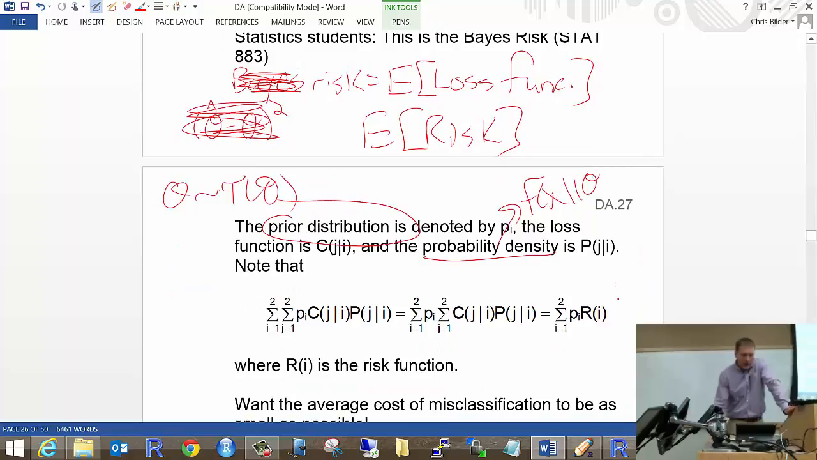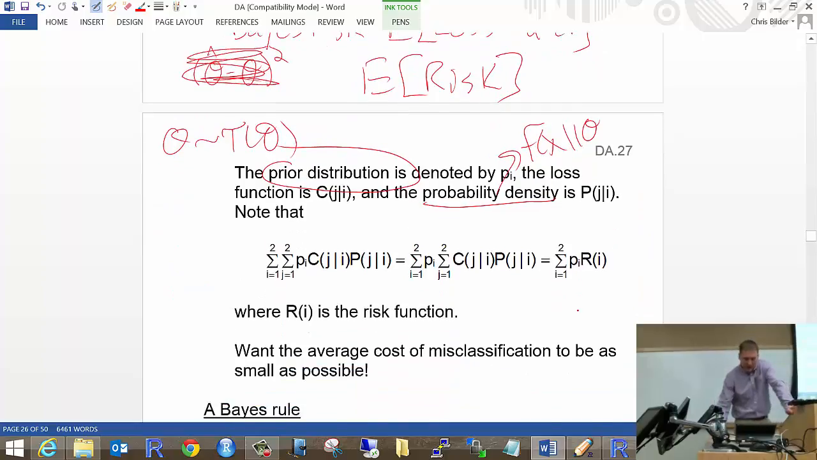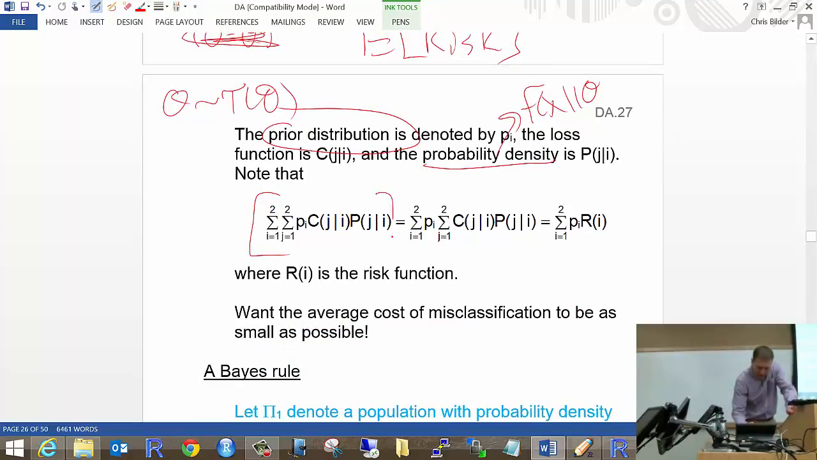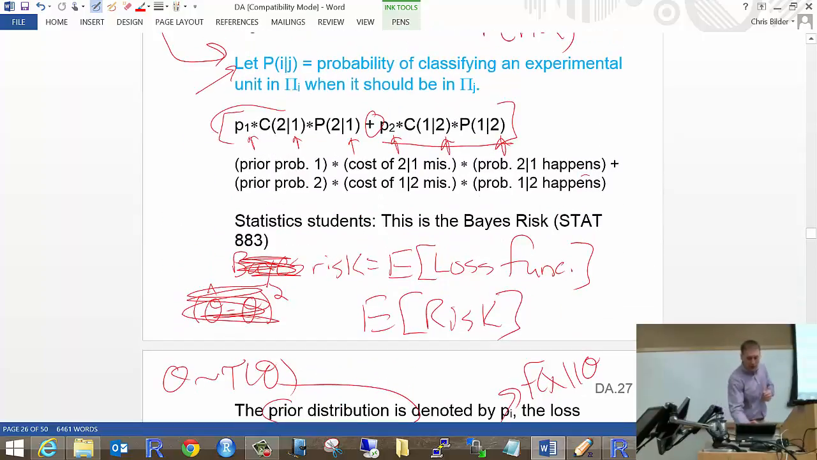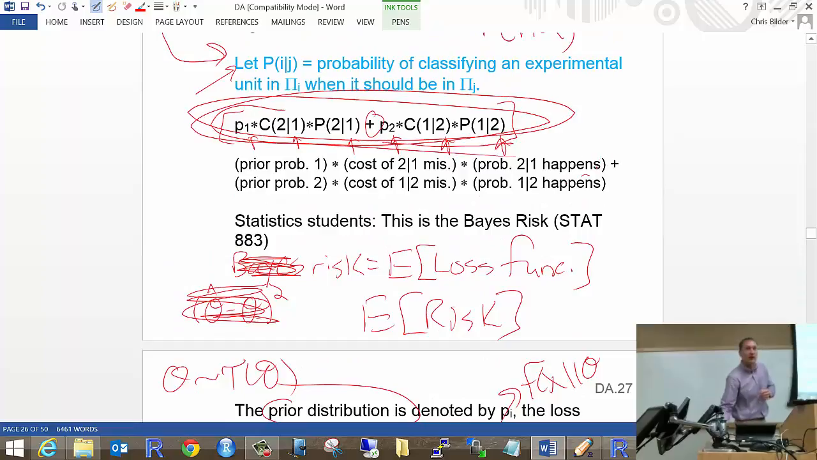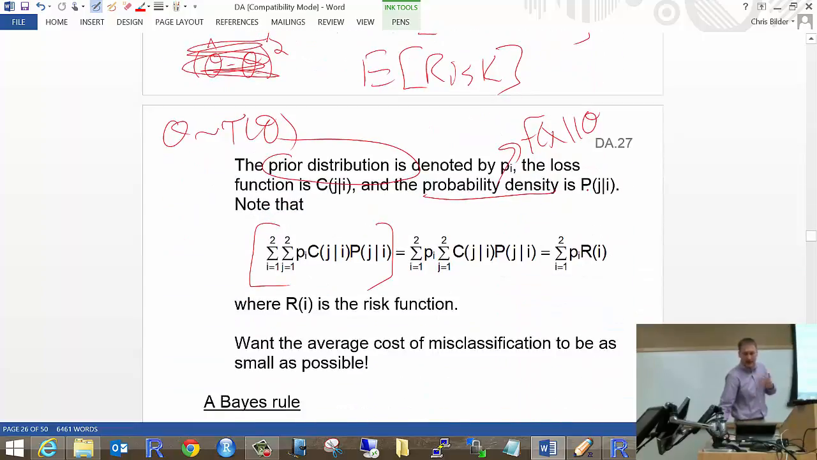So if you put this all together, what you have is this. What I defined as the Bayes risk above, now I'm just putting it in a summation form. How many terms are going to be in that summation? I'm taking the sum from I equal 1 to 2 and j equal 1 to 2. So how many terms? 4. But 2 of them are 0, because the cost function will be 0 when you get a correct classification. That's why you only see 2 actually listed here. But it's the same exact expression.